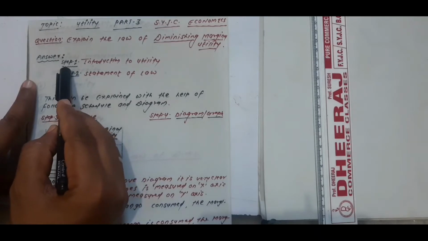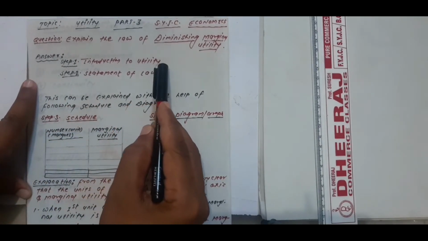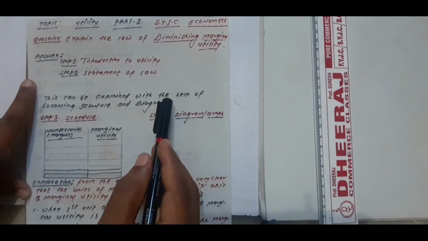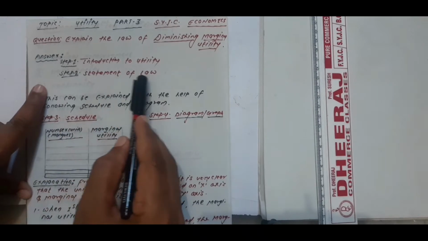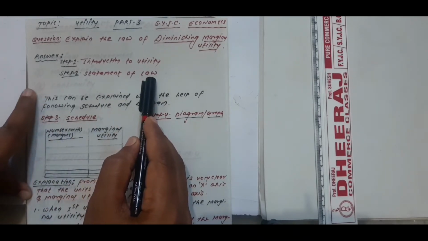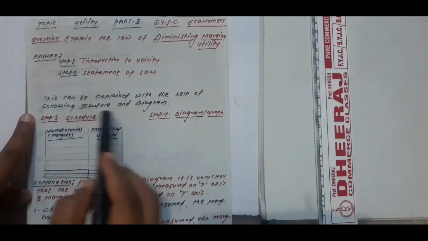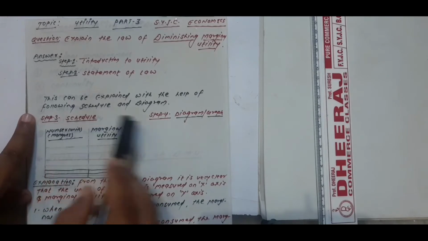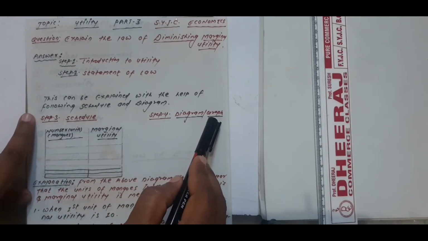Step number 1 is the introduction to utility, which we have already discussed in part 1, and step number 2 is the statement of law. This is also discussed in parts 1 and 2. After this, we will solve it with the help of a schedule and a diagram. Diagram means the graph. Okay.